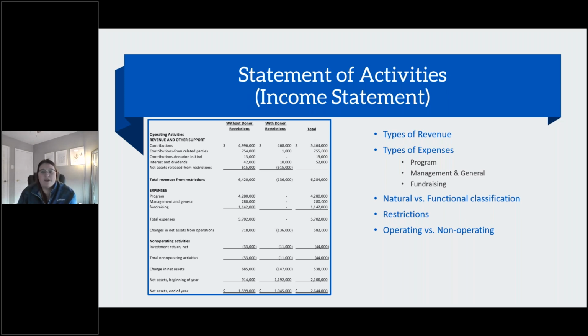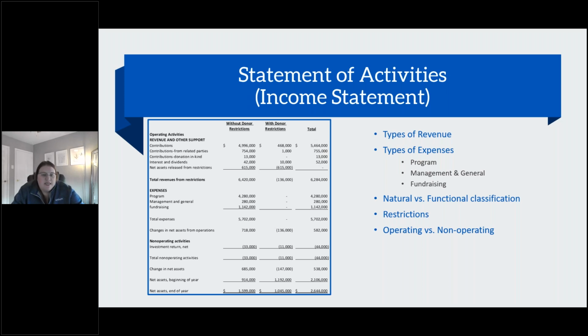You also have your management and general expenses. This is going to be things like possibly your accountants, your auditors, your general counsel, any of your back office functions, HR functions, that type of stuff. And then finally, you have your fundraising. And really what this is, is the expenses that you incurred trying to raise a dollar as an organization. So this would be your mailers, solicitations, your development people's time, all of those types of things fall into that bucket.